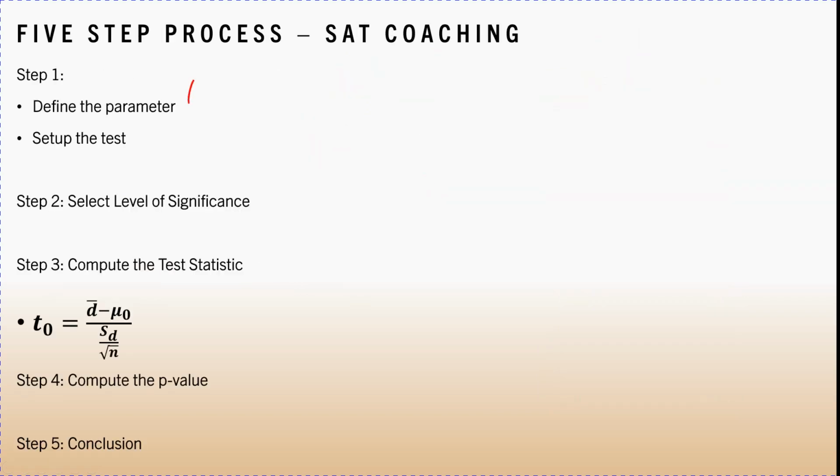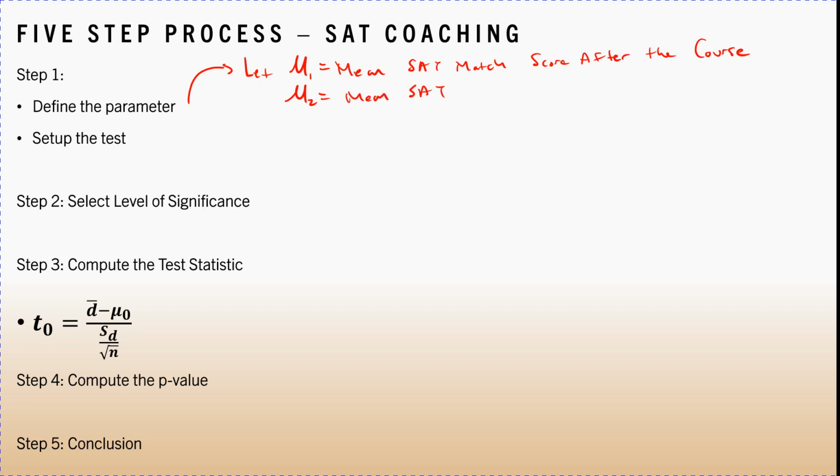When you define the parameters, we're going to let mu1 be equal to the mean SAT math score after the course, and mu2 is going to be equal to the mean SAT math score before the course. So mu sub d is going to be mu1 minus mu2.